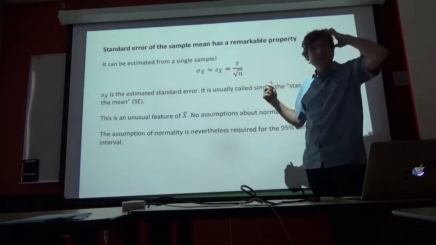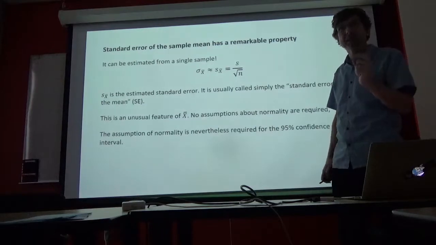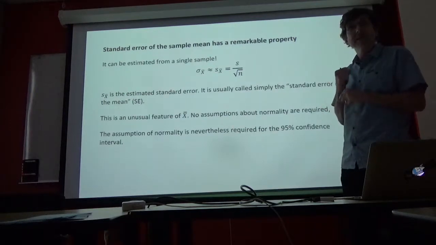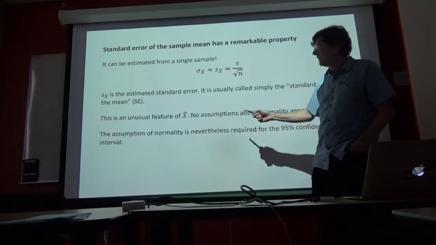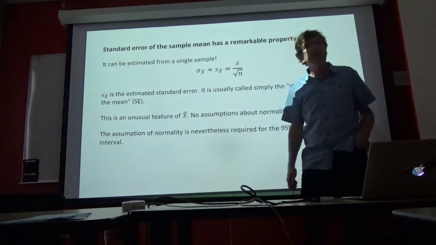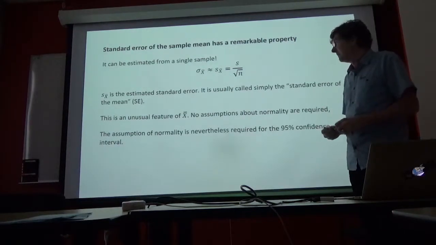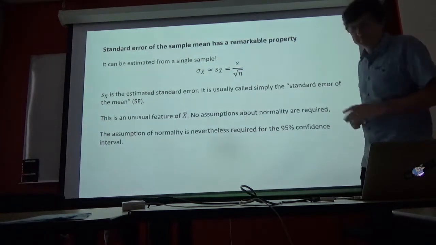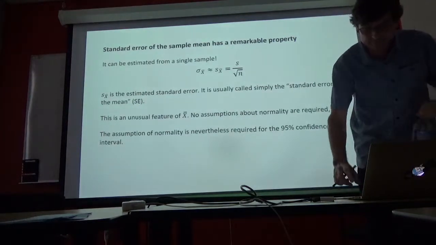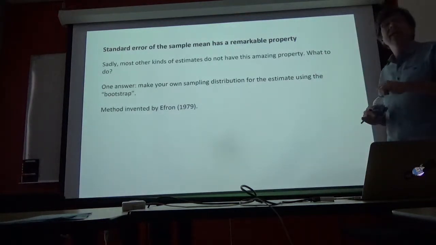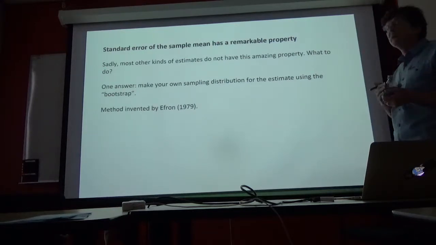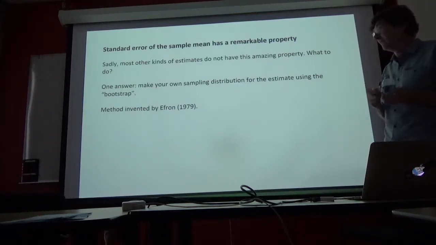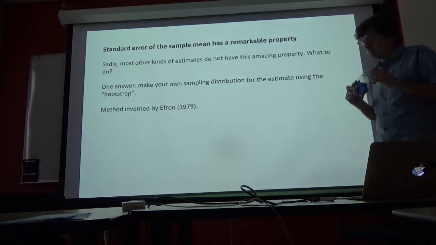So the magic of the standard error for the mean is simply this, that on the basis of just one random sample, you can actually get a pretty good measure of that standard error. But unfortunately, this is a magical but unusual feature of x bar. And for many estimates that we are interested in, this does not hold. So what do you do in that case? Sadly, most other kinds of estimates do not have this amazing property: the ability to calculate the standard deviation of the sampling distribution on the basis of just one random sample.